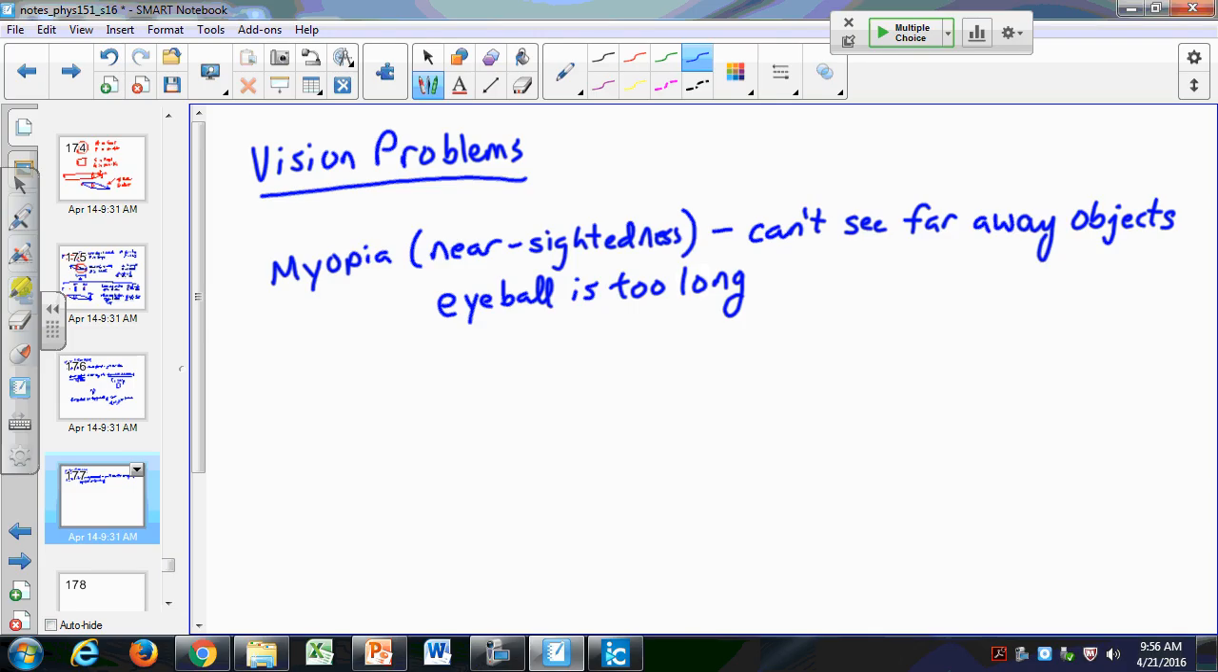And they're going to have a far point that's much too short. Their far point is typically about 20 to 30 centimeters. They can't see things beyond 20 to 30 centimeters. So somebody that is nearsighted, when they want to see something, they don't hold it out here. They hold it right up here to try to see it, because they physically can't see beyond 20 to 30 centimeters. Use a diverging lens to correct this.